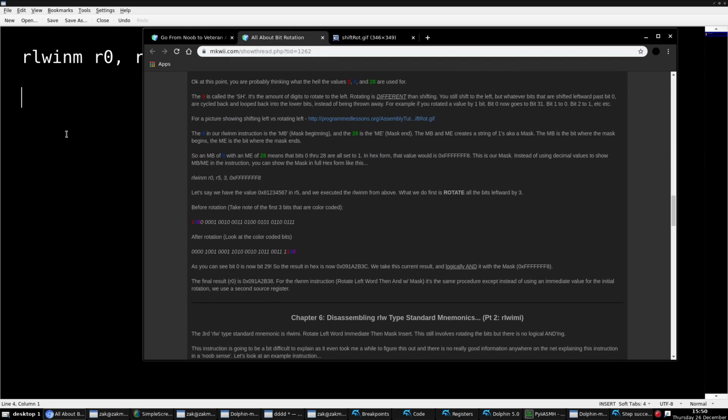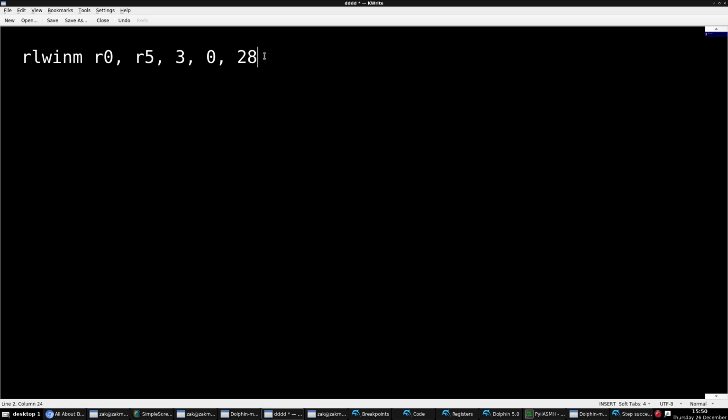Actually, let's go ahead and explain the mask. So the mask means mask beginning, mask end. Mask means set the bit to 1. So if we have this mask 0 to 28, we go from bit 0 to 28.